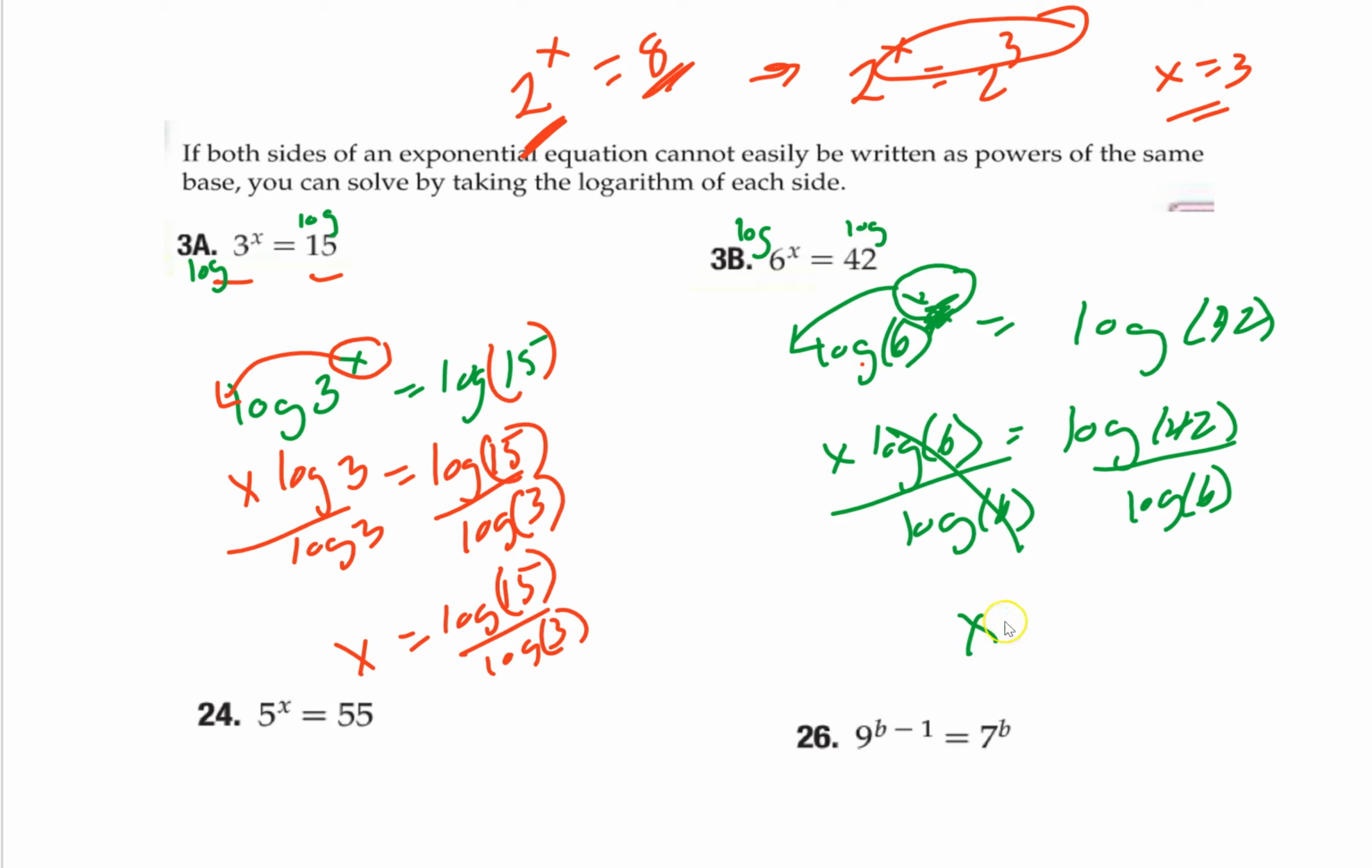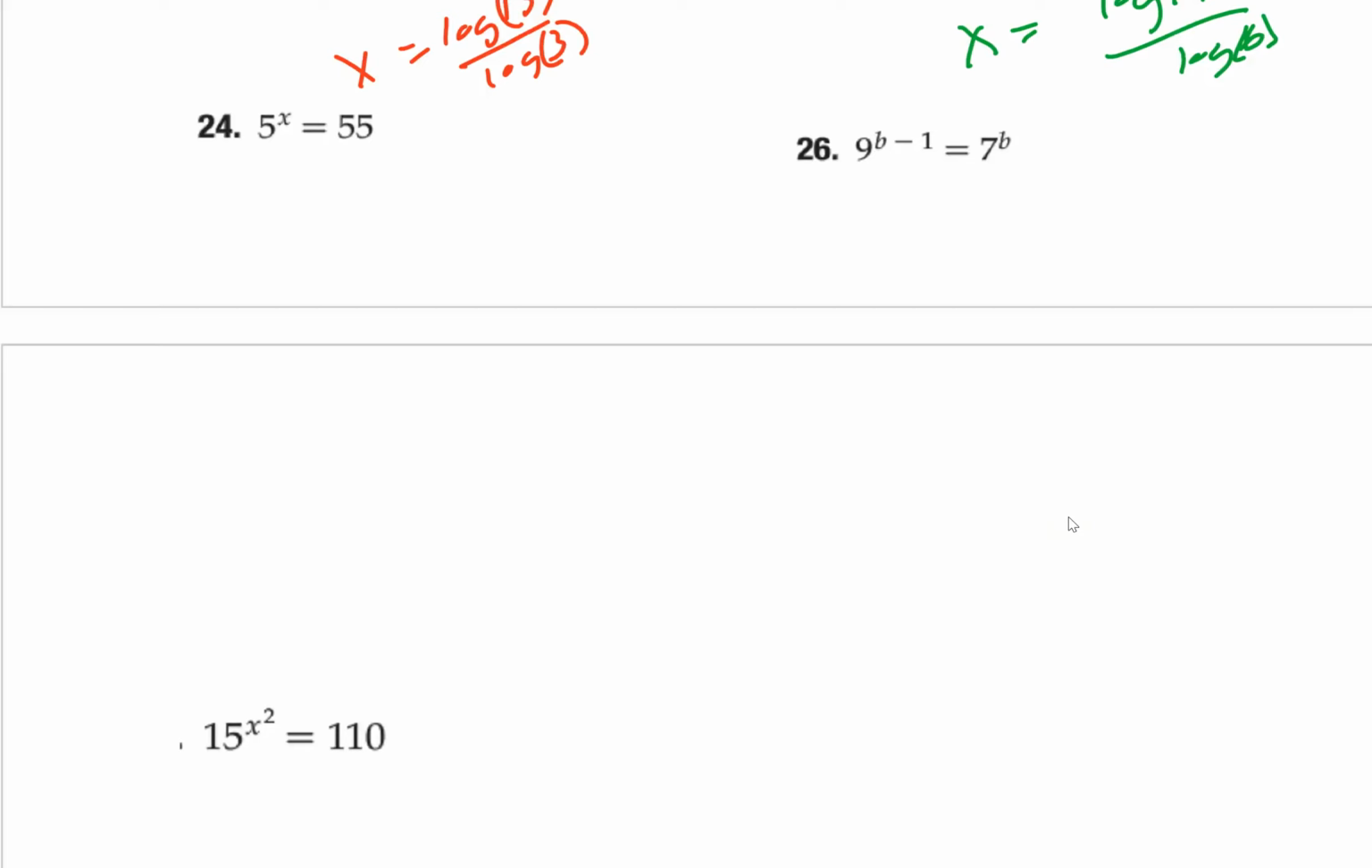These cancel out, you just get log 42 over log of 6. And that's it. Again, if you want, put it in your calculator, solve it, but that's the general idea. That's how we solve all these.